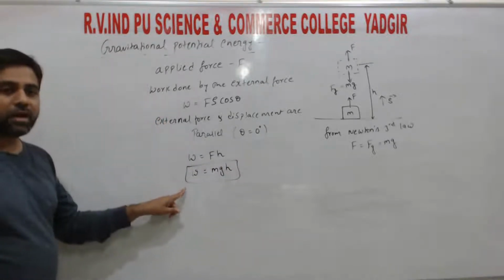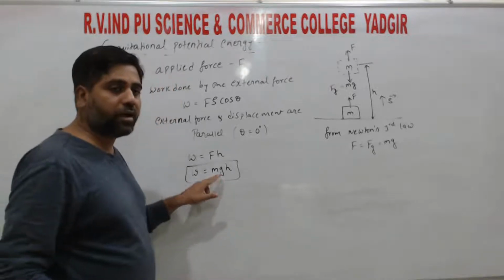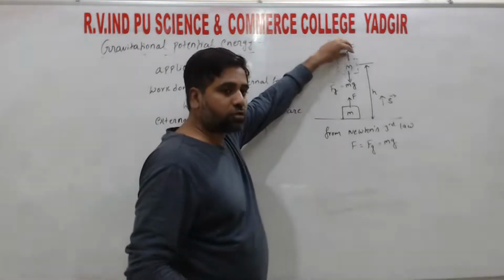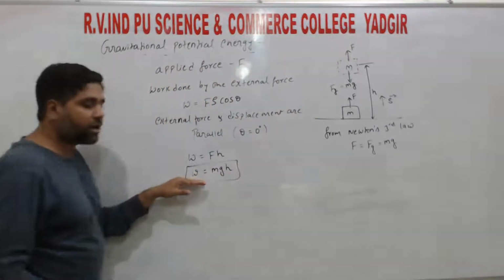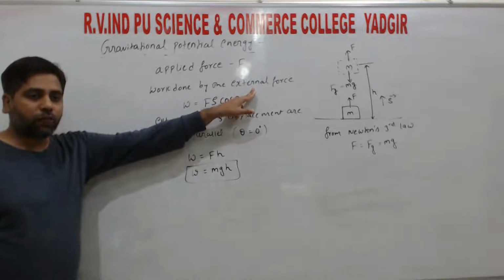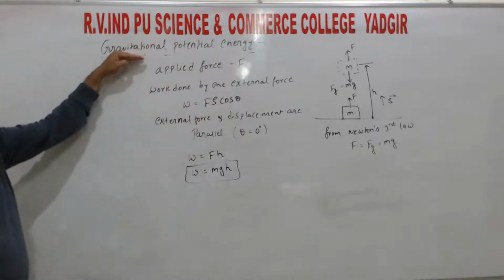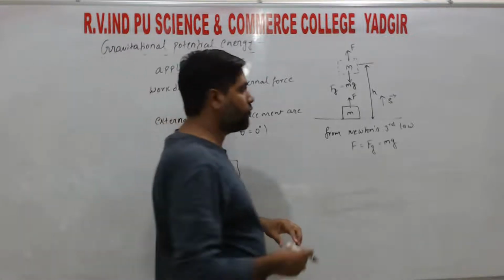So this is the work done by the external force. The work done by the force that we apply is what we call the work done by the external force. But here we are discussing gravitational potential energy, that means work done by the gravitational force, right?